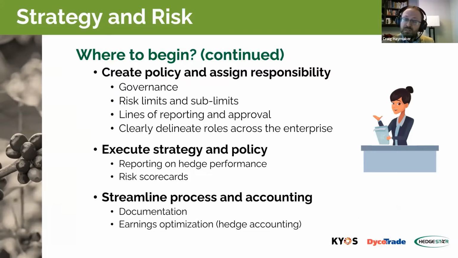Within this policy, we're going to create and assign responsibility. The roles and responsibilities of the individuals tasked with fulfilling that policy need to be clearly laid out so that there's no confusion. Then, executing on that strategy requires monitoring and reporting, things like risk scorecards that tell senior leadership the program is doing what we expect it to do. We're hedging and reducing risk in a manner that is consistent with expectation.